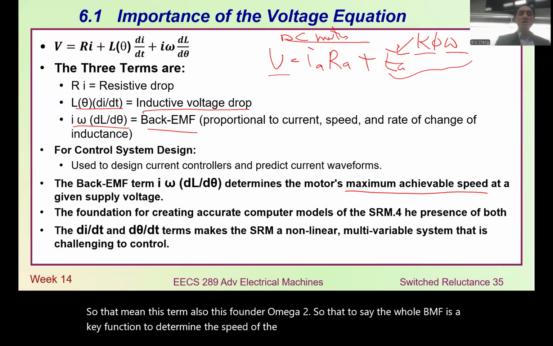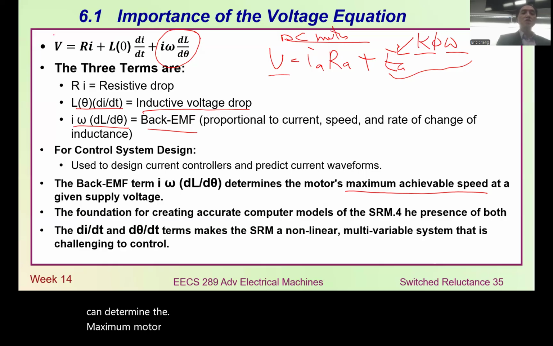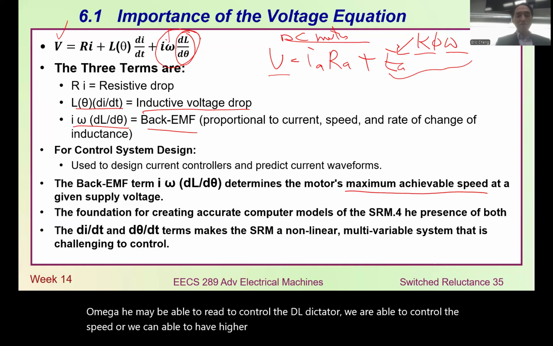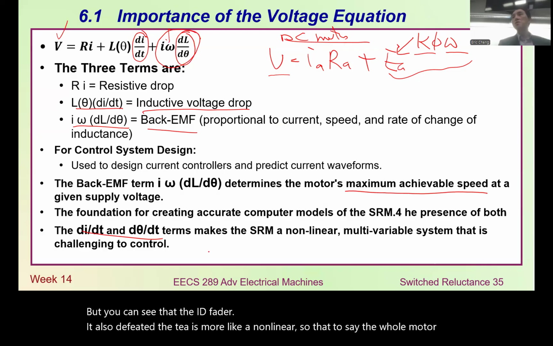So that's to say the whole back EMF is a key function to determine the speed of the motor. So similar to here, this is the term we can use to determine the maximum motor speed. So the voltage defines the maximum motor speed, and this omega, if we are able to control the dL d theta, we are able to control the speed, or we are able to have higher speed. But you can see that the di d theta and also d theta dt are more like nonlinear.